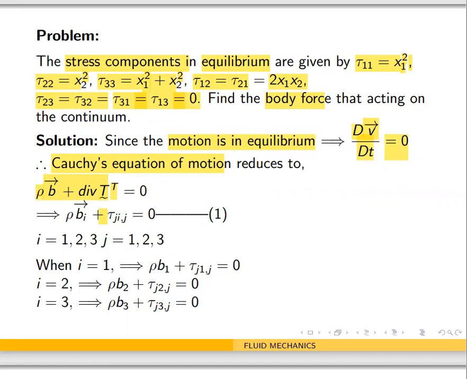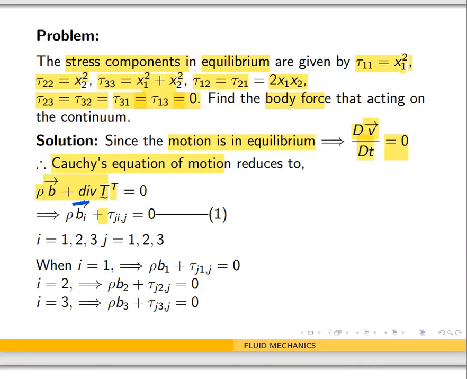Now, this in the components form. It is rho bi, so no arrow here because it is a components form, plus tau ji comma j equal to 0. Comma is denoting the differentiation, right? Divergence, so we have differentiation there, equal to 0. Let us call that equation 1, where i equal to 1, 2, 3 and j equal to 1, 2, 3.